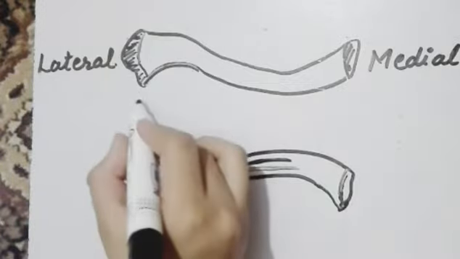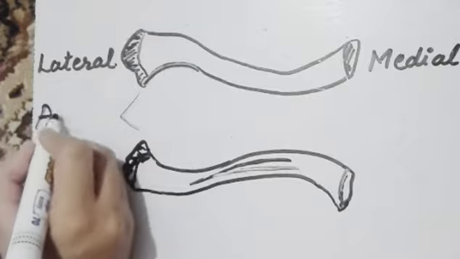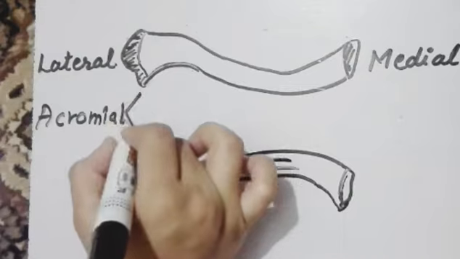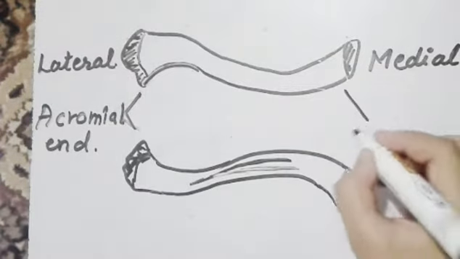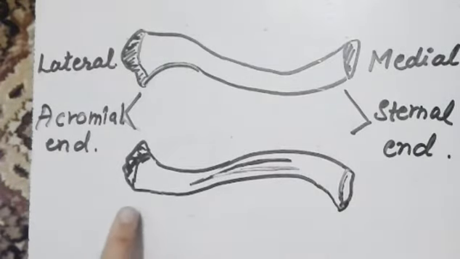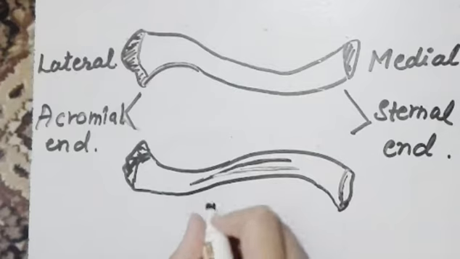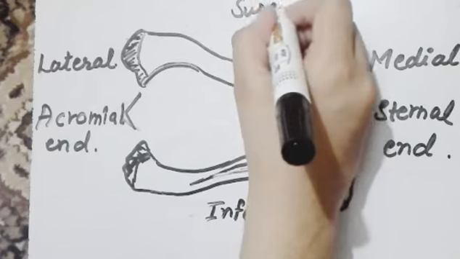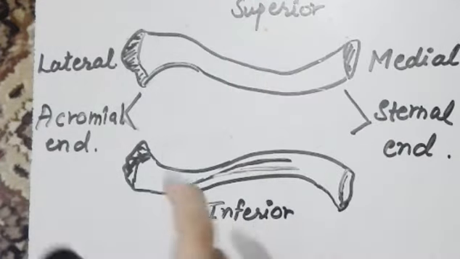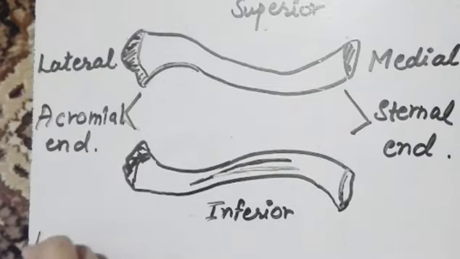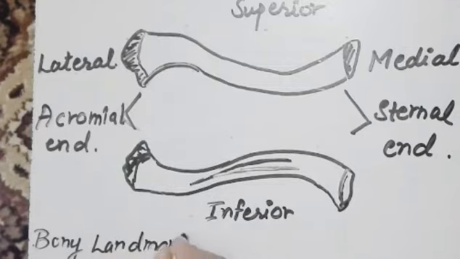Now let's study the bone extremities of the clavicle. This is the acromial end, and this is the sternal end. And now we'll see the inferior side. This one is the inferior side of the clavicle, and this is the superior side of the clavicle. Now see some important features of the clavicle, like the bone extremities, or markings you can say. Now let's discuss them.